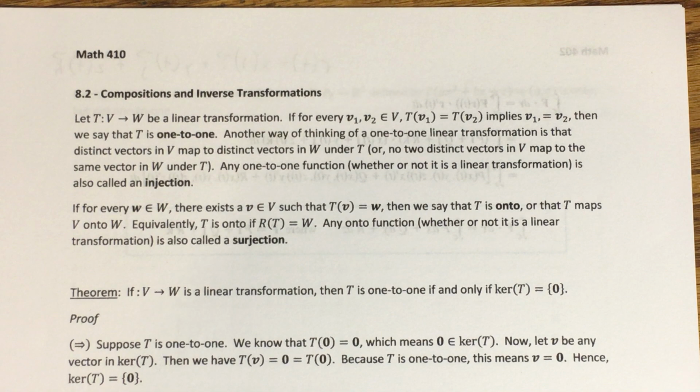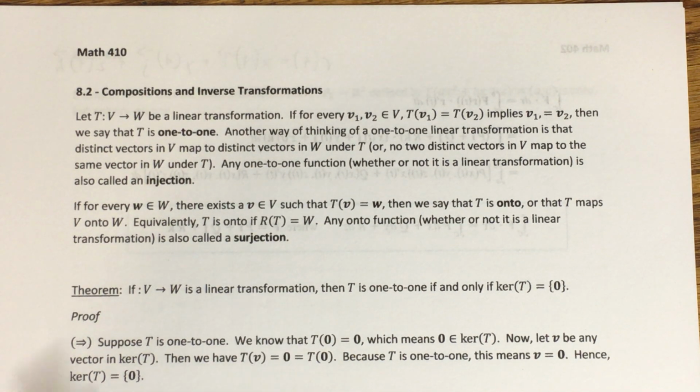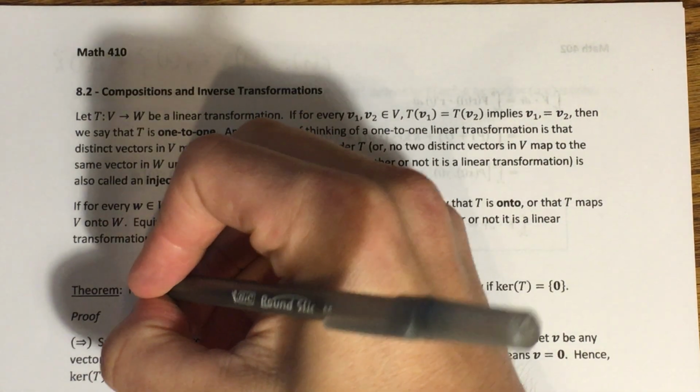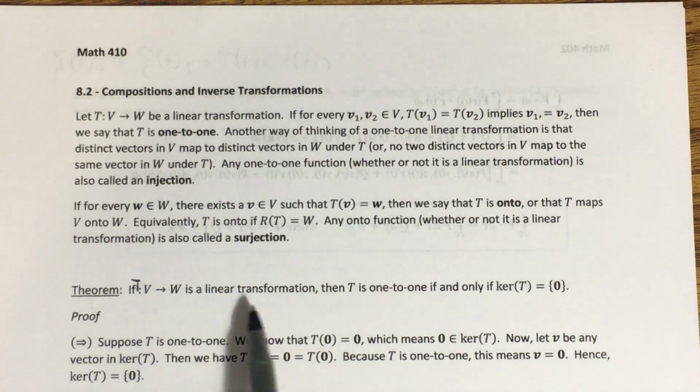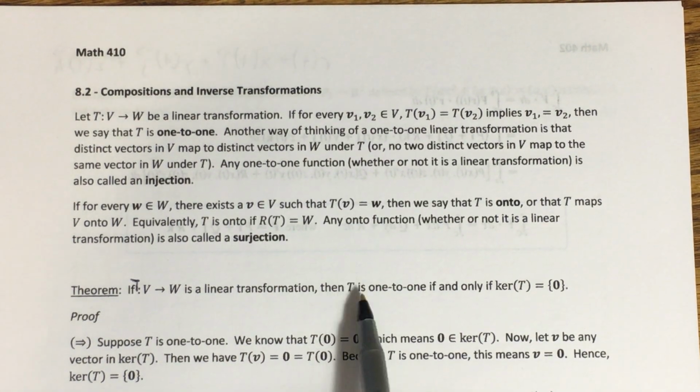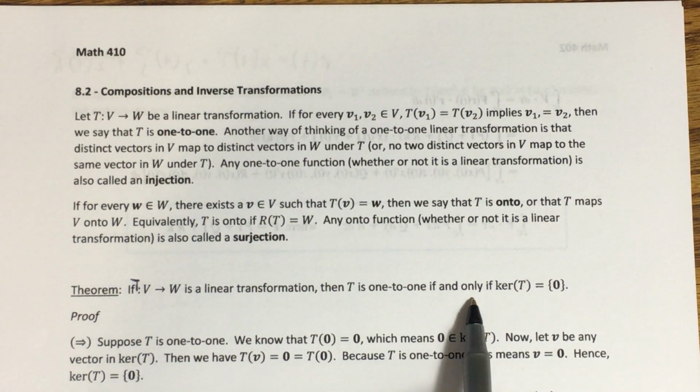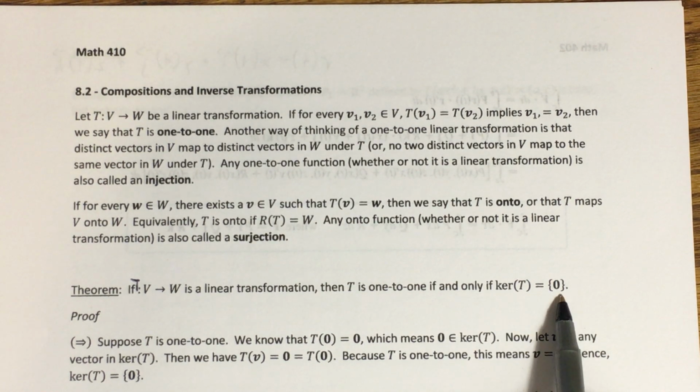So I'm going to start with a theorem. This is a really important theorem, and we're going to expand on it in another theorem that comes later. If T maps V into W and it's a linear transformation, then T is 1 to 1 if and only if the kernel of T is just 0.